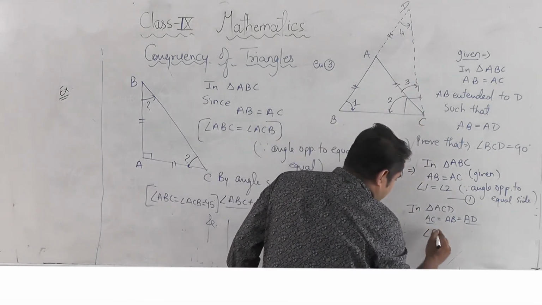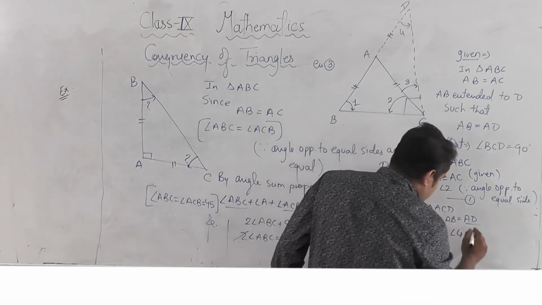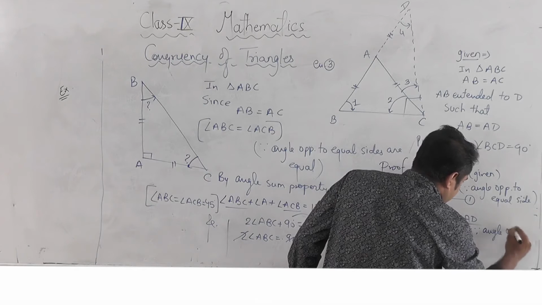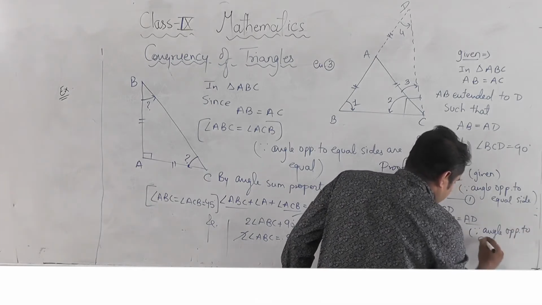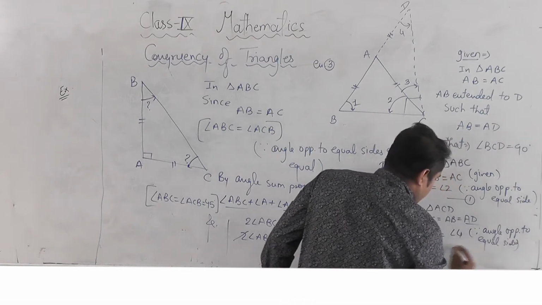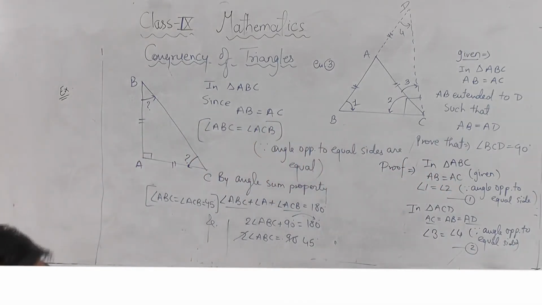That's why angle 3 and 4 are also equal, because by the same property, angles opposite to equal sides are equal. Okay. Now I am giving this equation number 2. Okay. Now, the final statement.